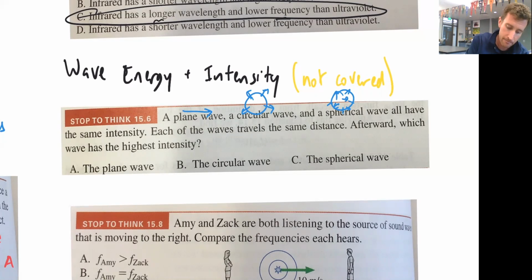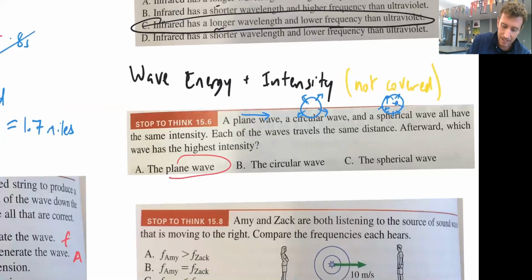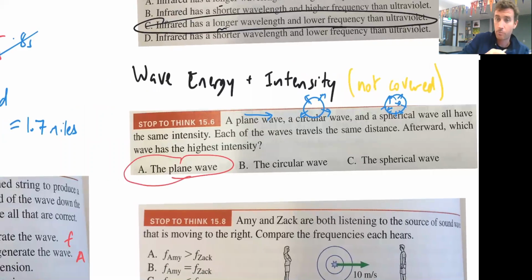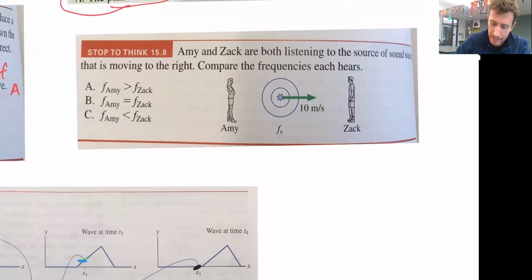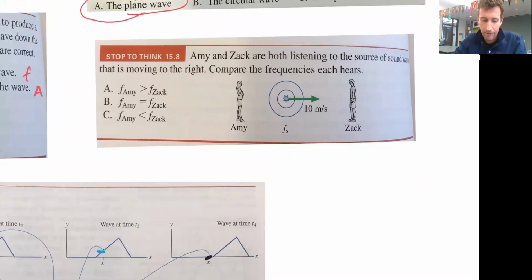So the plane wave is going to have way more intensity because it doesn't have to share or spread that intensity out over any additional space. All right, another little review. Amy and Zach are both listening to a source of sound wave that is moving to the right. Compare the frequencies that each hear.